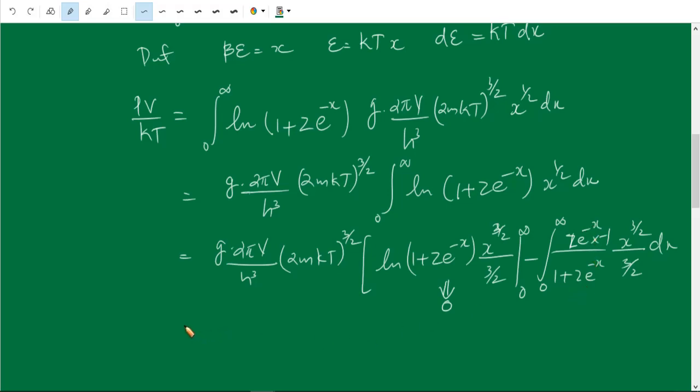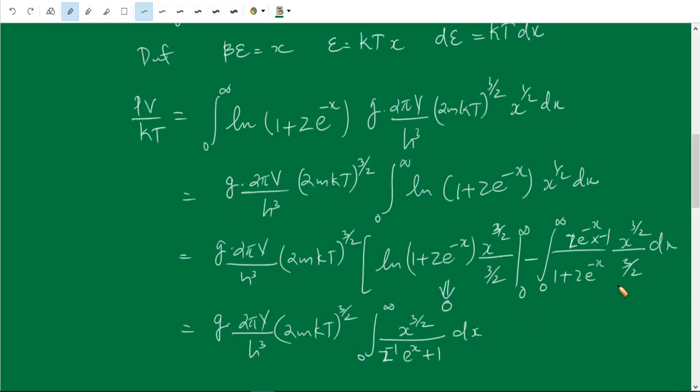So we can write this thing as g, from 0 to infinity, x raised to 3/2 divided by z raised to minus 1 e raised to x plus 1 dx. Okay, so this 3/2 will become 2/3.